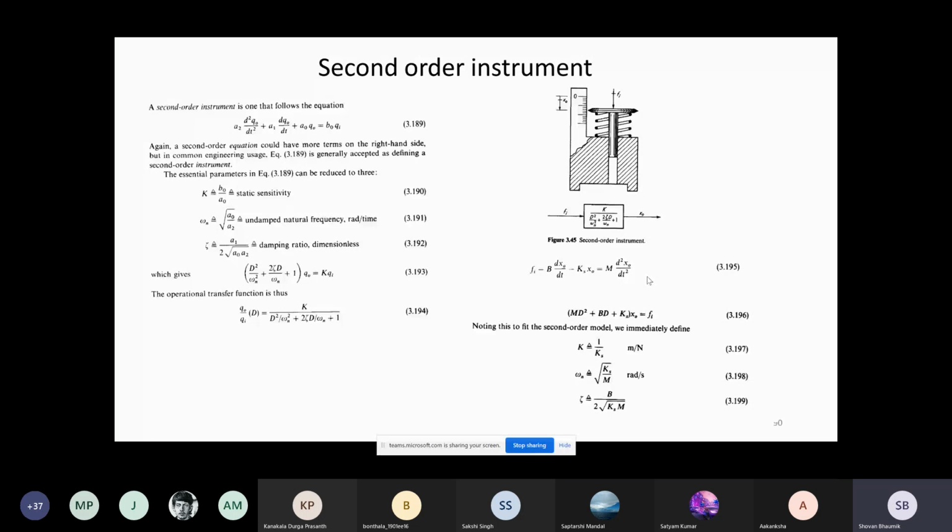So that is the transfer function, and there are three constants. You see the zeroth order system has only one constant, which is the static gain. The first order system has two constants, the static gain and the time constant. In the second order system you have three constants: the static gain K, the natural frequency of oscillation omega n, and the damping factor zeta. So this is the way you can define a second order system.